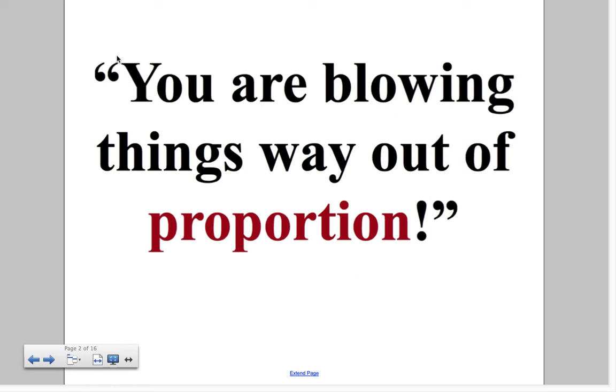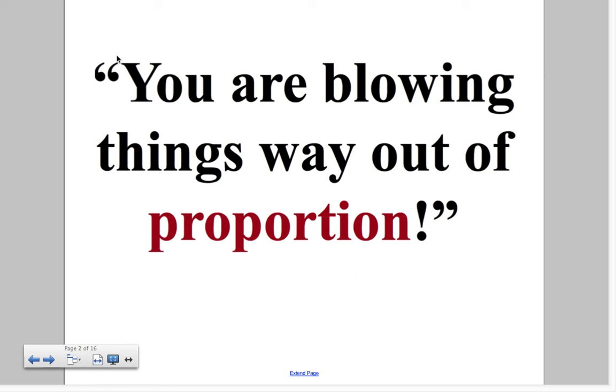Now, first of all, I want you guys to raise your hand and share with the class if you know what that means. You are blowing things way out of proportion. What does that actually mean? If your parents say you're blowing things out of proportion, or you say that to your parents, what does that mean, Garrett? Exaggerates. Stretches the truth. All right.